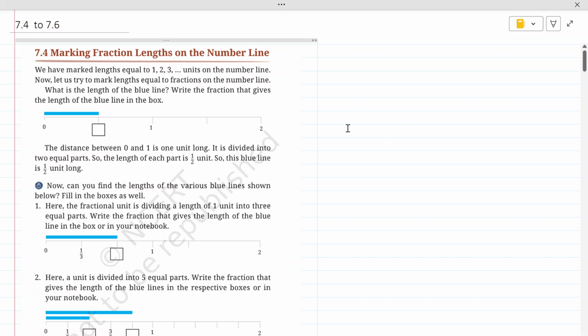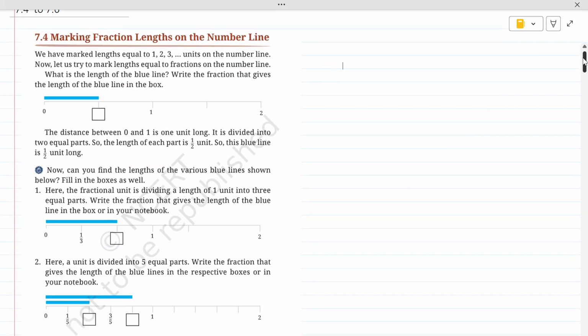So what we have next here is 7.4 marking fraction lengths on the number line. What we have given here is a number line and different numbers are marked on it. Till now we have learned how to mark the integers on the number line, and in this chapter we are going to see how to mark the fractions now. Here we have marked length equal to 1, 2 and 3 units on the number line. Now let us try to mark length equal to fractions on the number line.